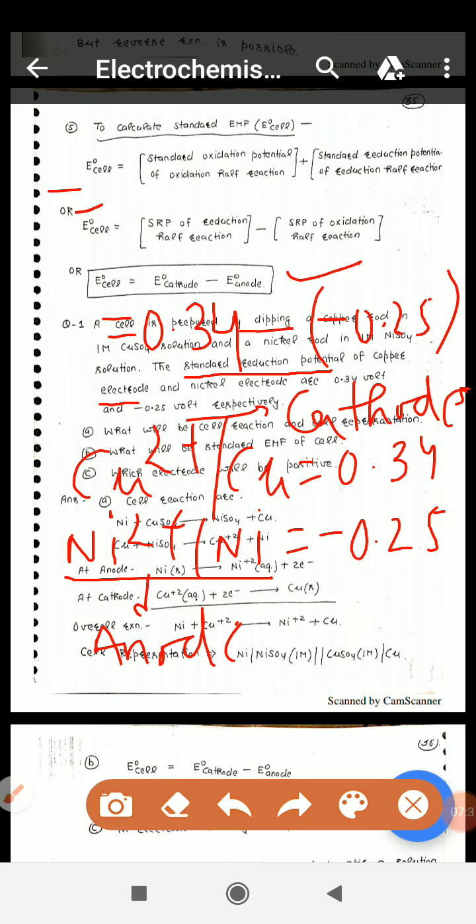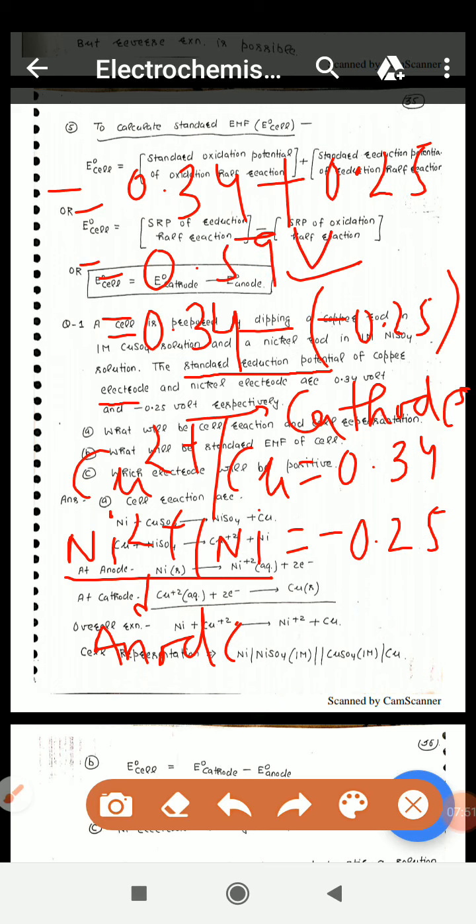We solve with this: 0.34 plus 0.25, so the value becomes 0.59 volt. So this is our answer. Now in this question, if I add one extra question, that is whether this is feasible, spontaneous or non-spontaneous.